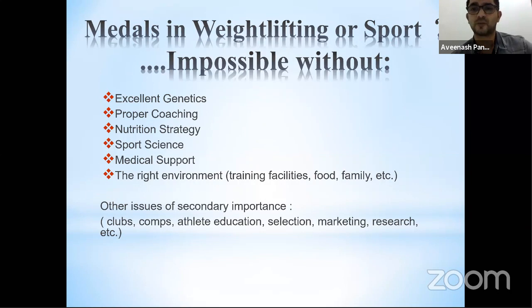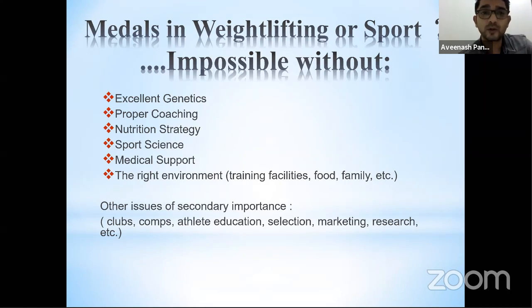Medals in weightlifting or sport. I would like to point out to you, my fellow coaches, my fellow enthusiasts in conditioning, that it is impossible to win any medals in weightlifting or sport without excellent genetics, proper coaching, or I would even put it, adequate, effective coaching, and a nutrition strategy, because without good nutrition strategies, definitely you will not be able to make it as well. So a car without fuel is going nowhere.